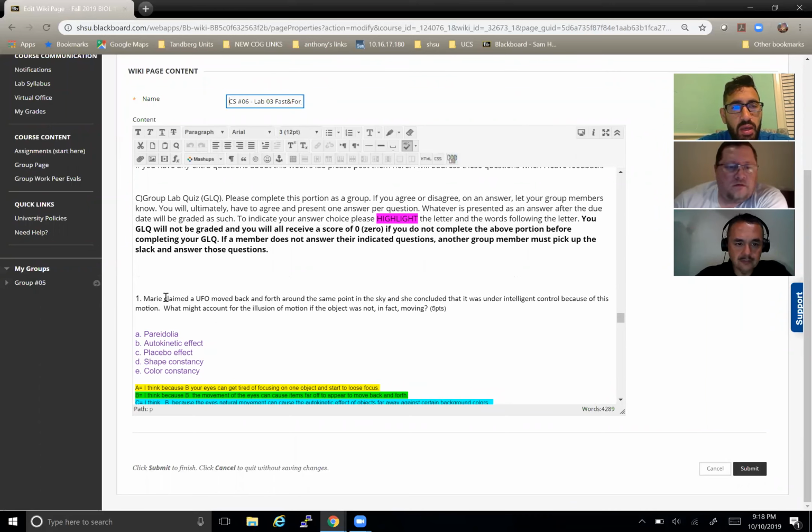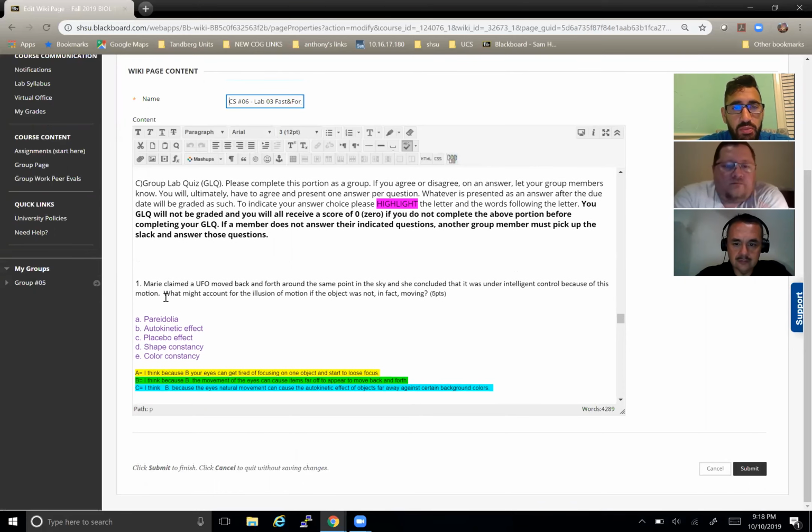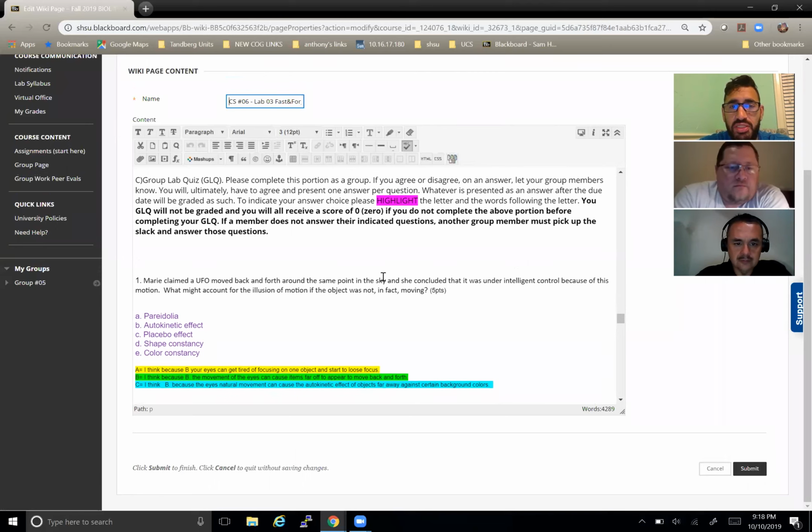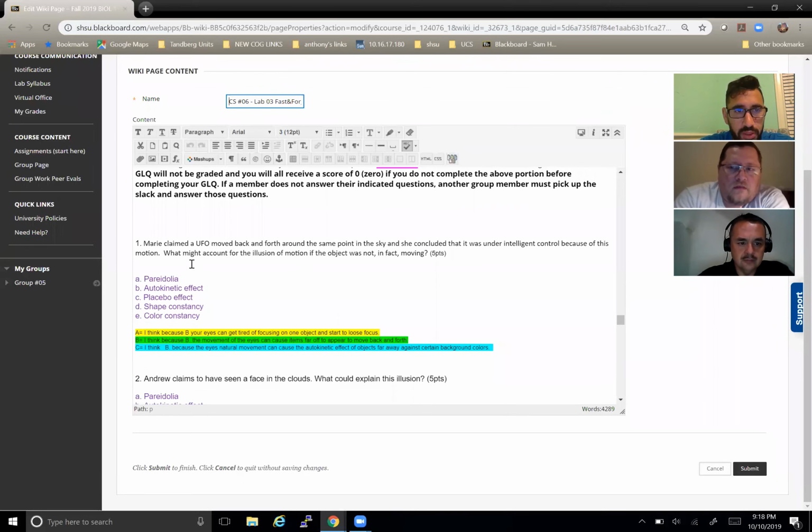Marie claimed a UFO moved back and forth around the same point in the sky, and she concluded that it was under intelligent control because of this motion. What might account for the illusion of motion if the object was not, in fact, moving? We all put B, the autokinetic effect. Yes. Yep.